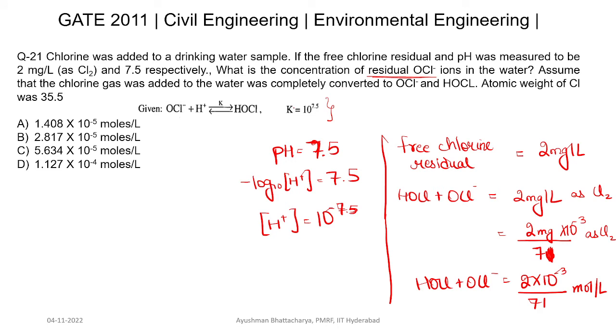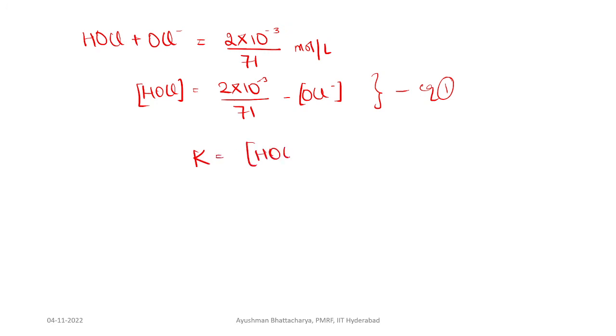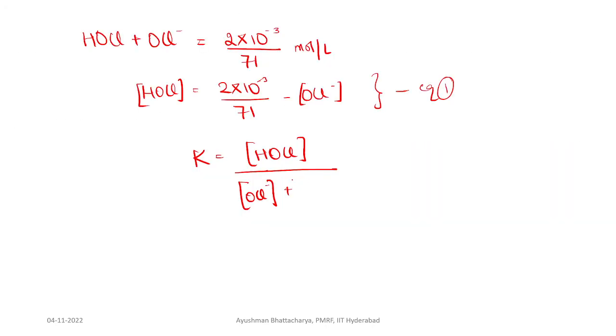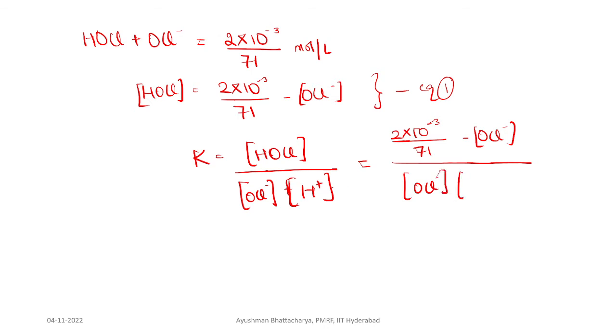Now given the equilibrium constant K is equal to 10 to the power 7.5. For K we write it as HOCl divided by OCl minus and H plus. Now you might know why we calculated the value of H plus, because now we need it. K we write as product divided by the reactants: HOCl over OCl minus times H plus. For HOCl we keep 2 into 10 to the minus 3 divided by 71 minus OCl minus, and for H plus we calculated 10 raised to the power minus 7.5.